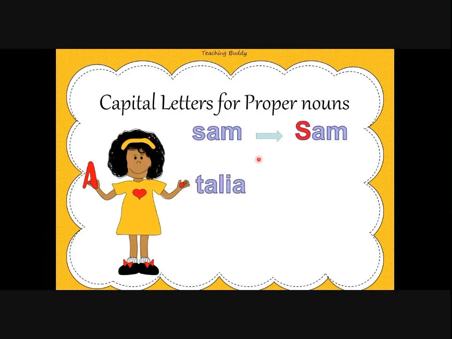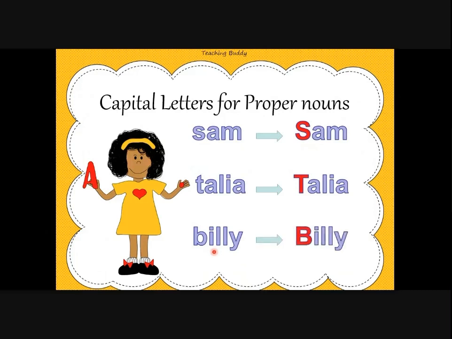Talia is a proper noun, a name of a girl. We should write it with a capital letter. Billy also is a proper noun, a name of a boy, and we should write it with a capital letter. Let's see how to use the proper nouns in sentences.